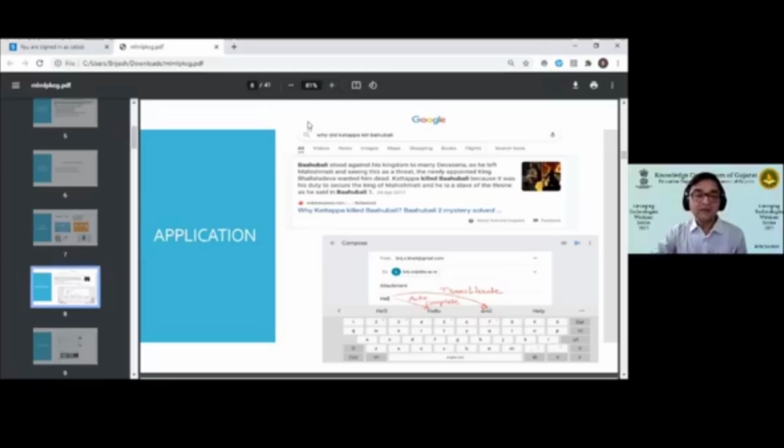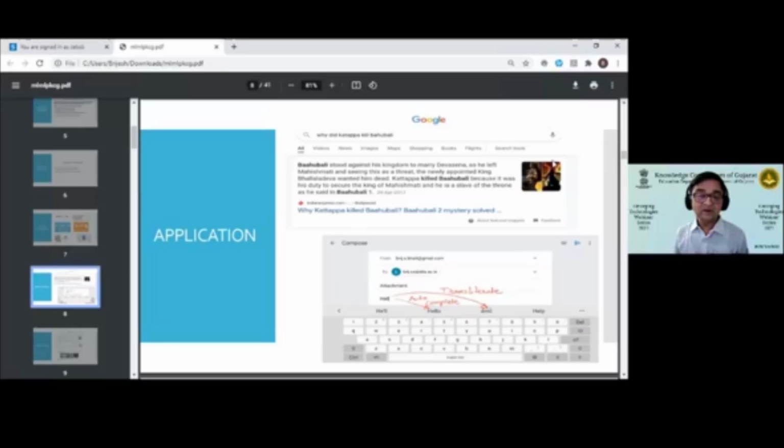For example, in the top part, I have just fired a query to the Google search engine and asked the question, why did Kattappa kill Bahubali? And look at the answer that Google has produced. Bahubali stood against his kingdom to marry Devsena, so he left Mahishmati, and seeing this as a threat, the newly appointed king Ballaldev wanted him dead. Kattappa killed Bahubali because it was his duty to secure the king of Mahishmati and he is a slave of the throne, as he said in Bahubali 1. See how precise and accurate the answer is.